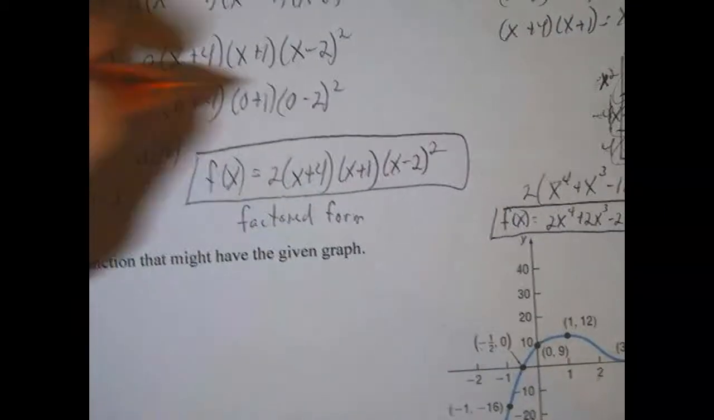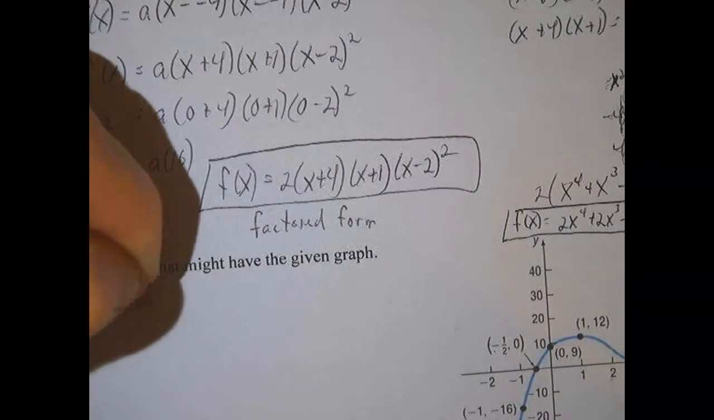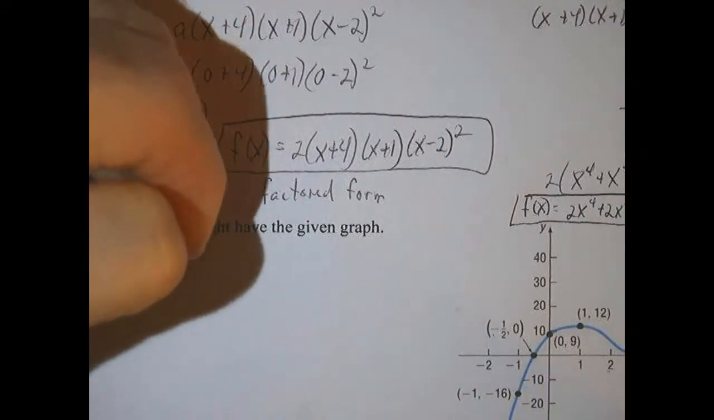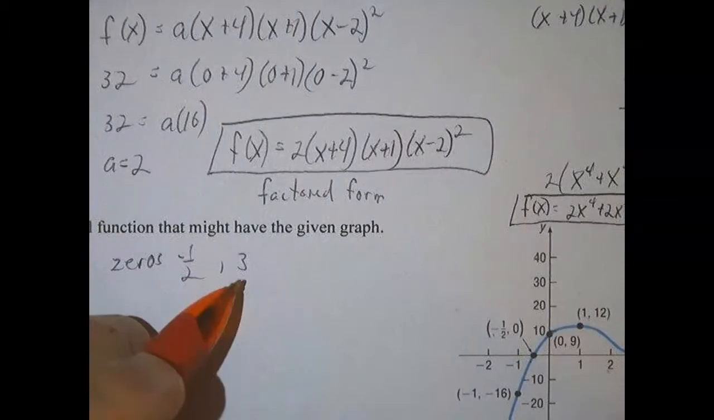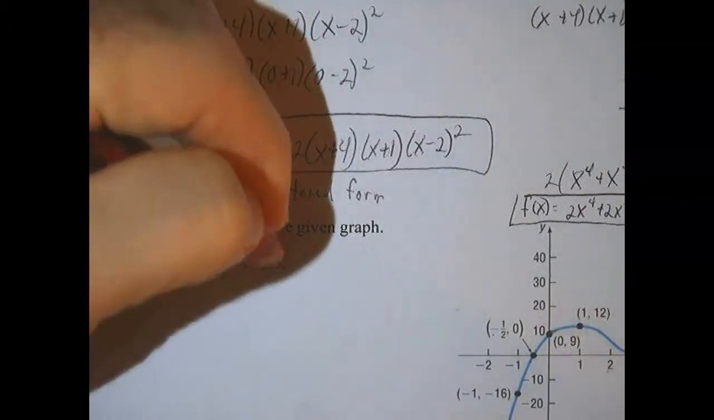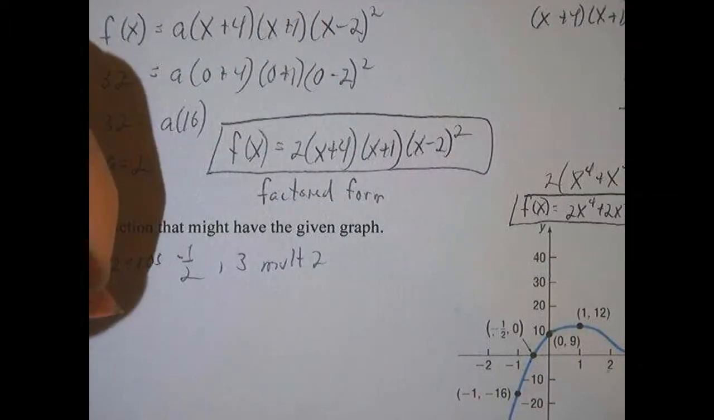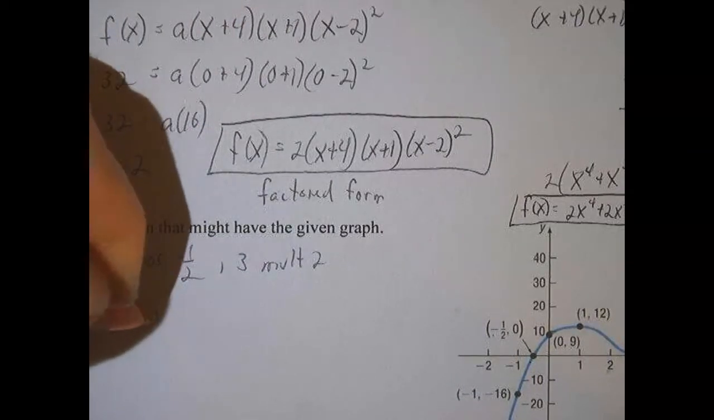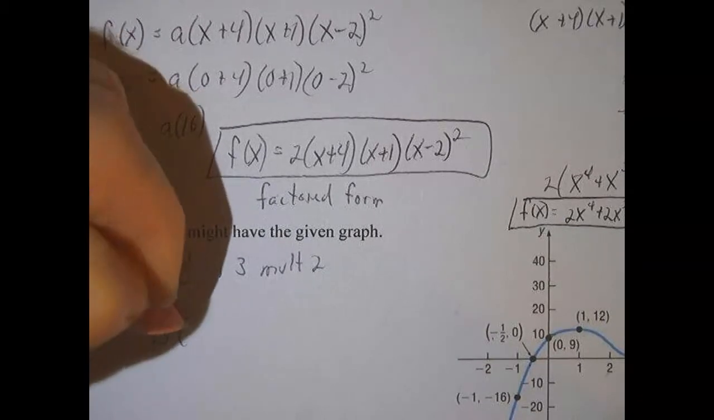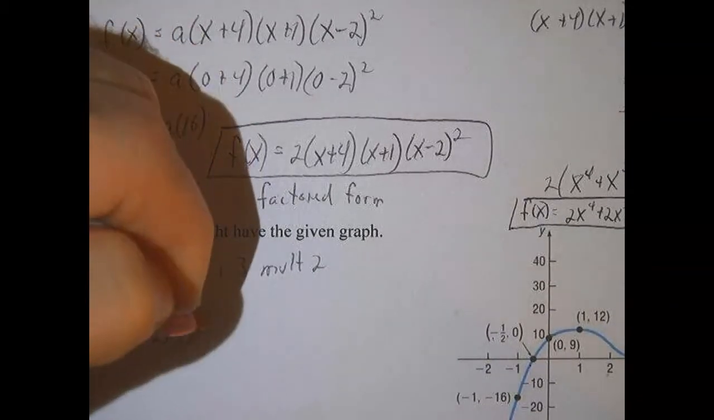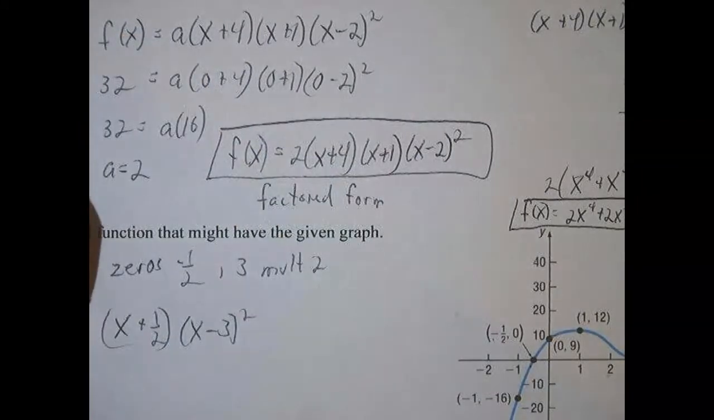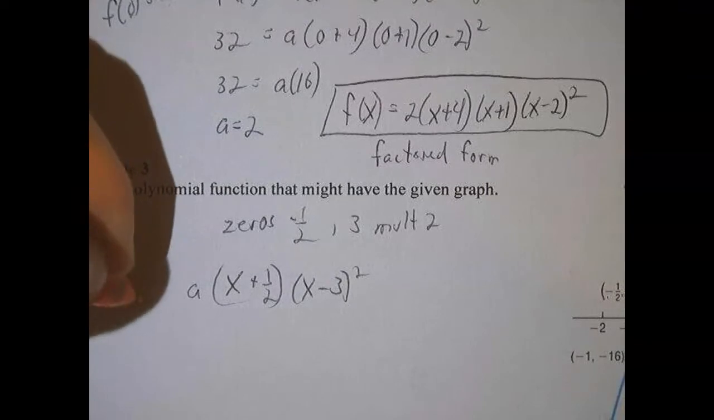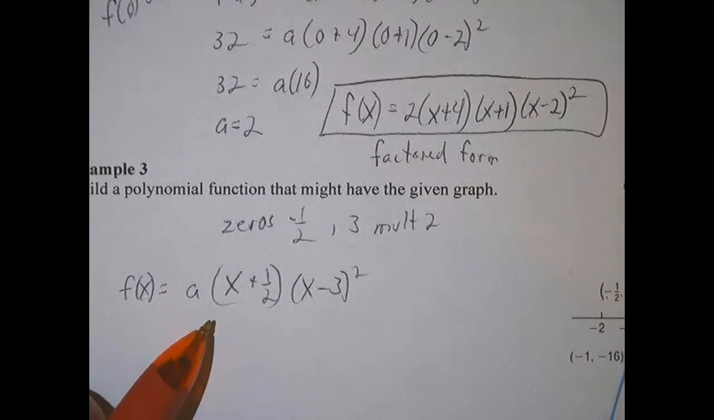So if the zeros are at -1/2 and 3, and the one at 3 has a multiplicity of 2, then we can go ahead and write x minus -1/2, or x plus 1/2, times x minus 3 squared. There's an a in front of it, just like what we did before, and that's our function. But we have a y-intercept again.